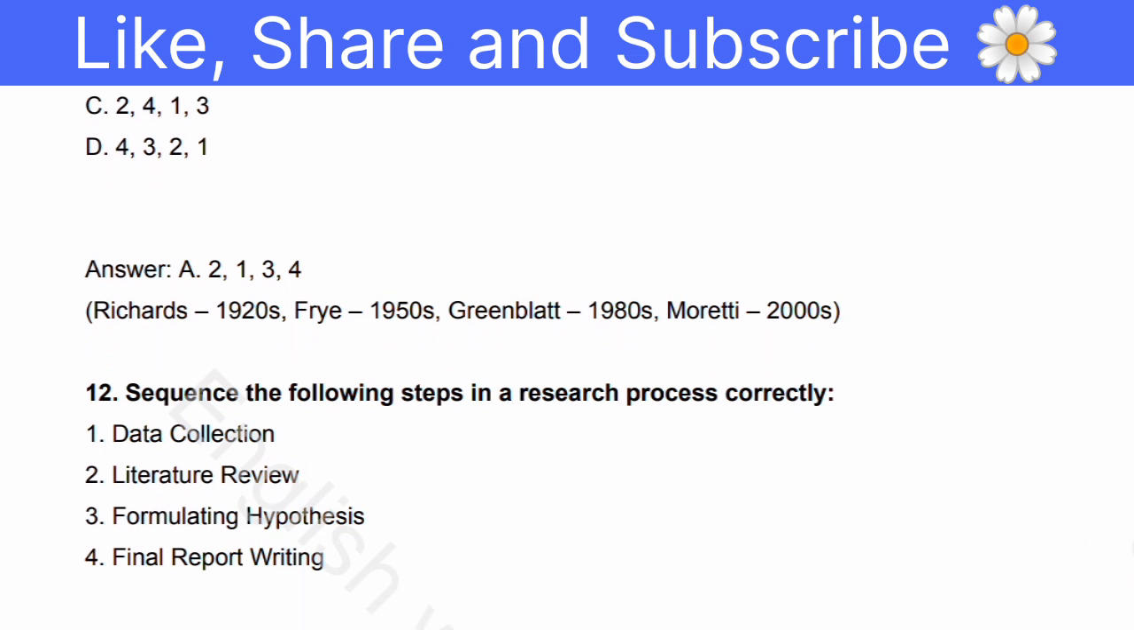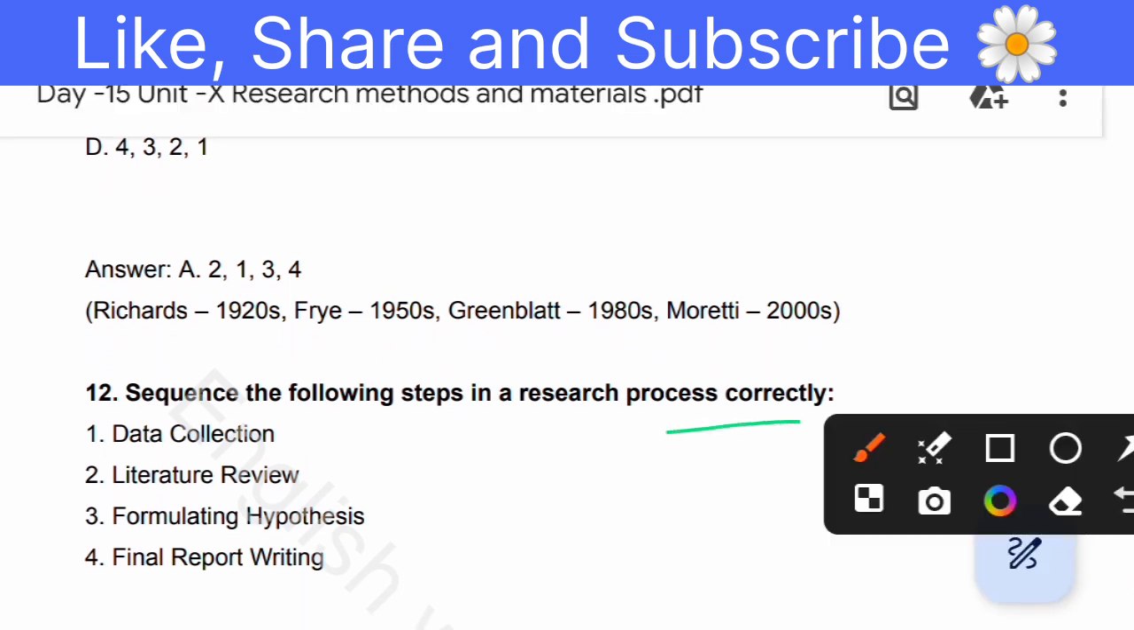Sequence the following steps in a research process correctly. Sequence, that means you have to arrange them in a chronological way, which research process comes first while having a research. Option 1, you have data collection. Option 2, literature review. Option 3, formulating hypothesis. And option 4, final report writing.